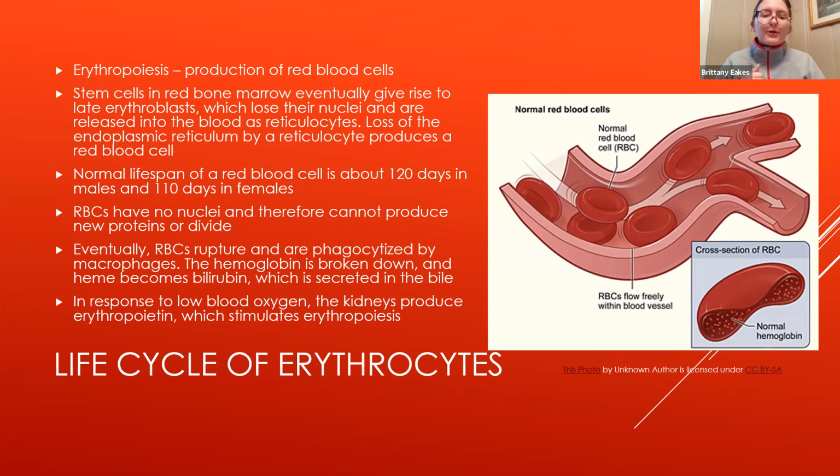The hemoglobin is broken down. The heme becomes bilirubin, which is secreted in the bile. In response to low blood oxygen, the kidneys will produce erythropoietin, which stimulates the production of red blood cells. So if you have low blood oxygen, the kidneys will stimulate erythropoiesis.